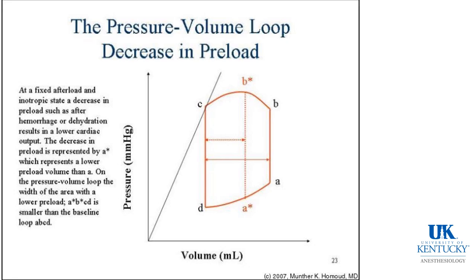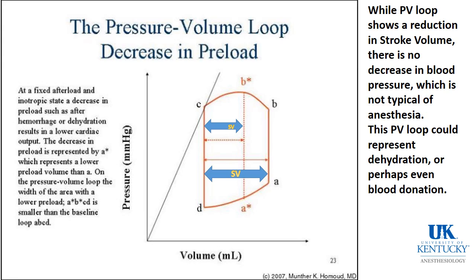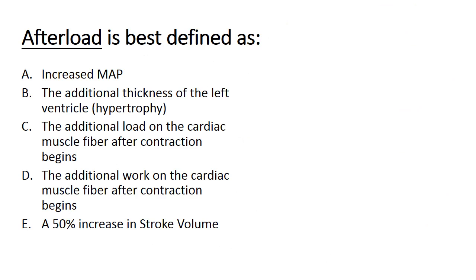As the text indicates, the pressure volume loop, which is smaller, shows a lower stroke volume from a lower preload. And while the pressure volume loop shows a reduction in stroke volume, there is no decrease in blood pressure in this graphic, which is not quite typical of anesthesia. This pressure volume loop could represent dehydration or perhaps even a blood donation with some compensation.